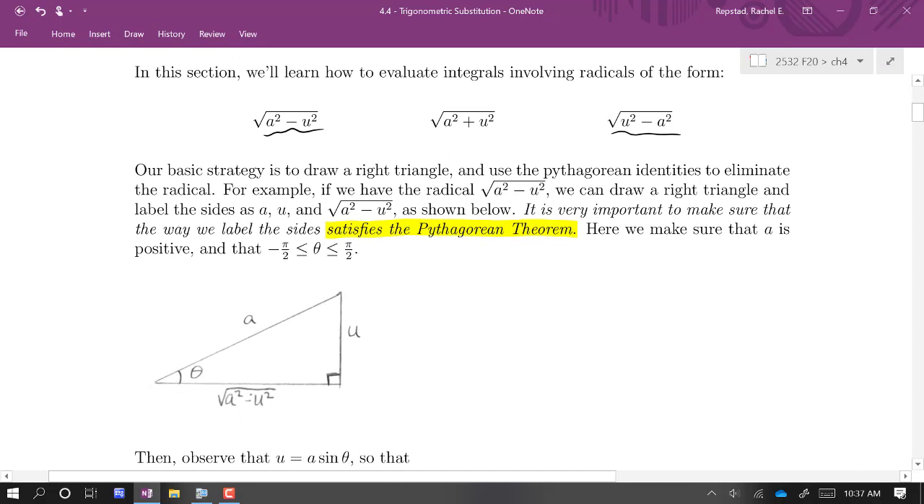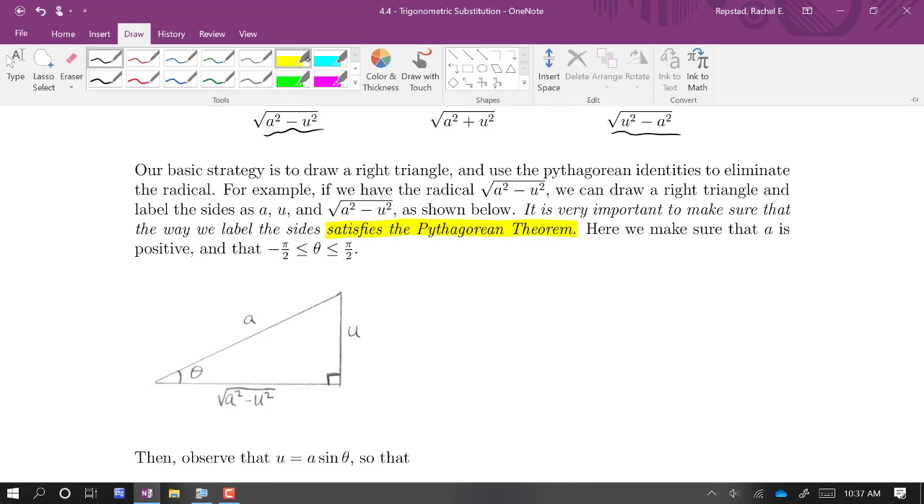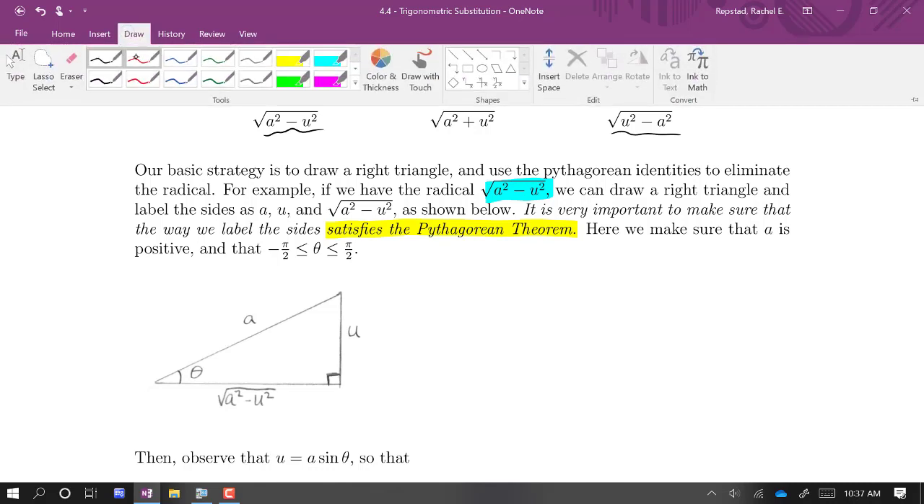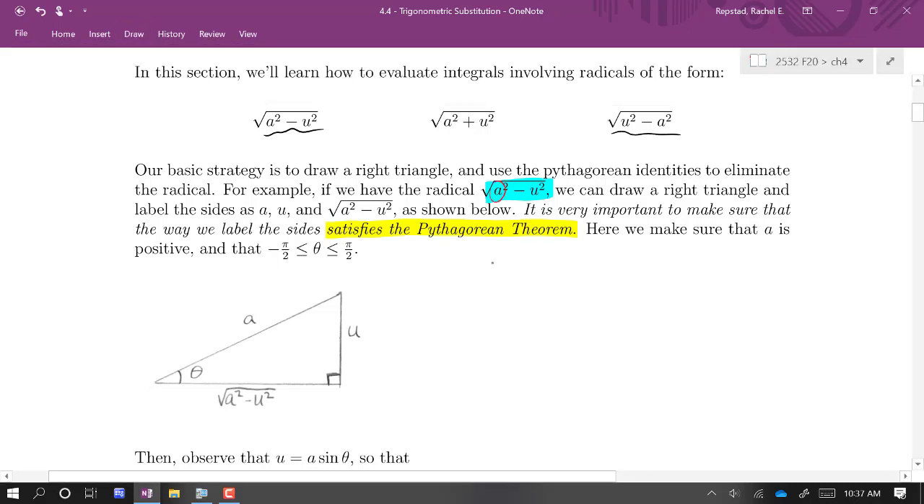Now, for example, if we're looking at an expression like the square root of a squared minus u squared, so we have the constant squared minus the function squared, we could label sides of a right triangle as shown here in this figure. When our expression in the radical involves a subtraction, it's always this first guy here, in this case a, that has to be the hypotenuse. What's absolutely critical is that the hypotenuse is labeled correctly. And then it's possible to switch up how you label the two legs. Pythagoras will still be satisfied.